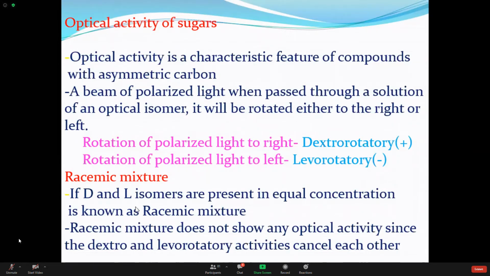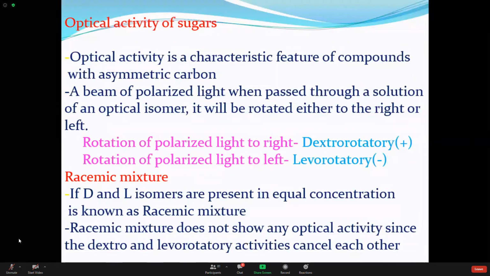Okay, now what is the meaning of a racemic mixture? It is when the D and L isomers are present in equal concentration. Equal concentration means 50% D variety, 50% L variety. That particular thing is called a racemic mixture. So in the racemic mixture, the D variety will be 50% and the L variety will be 50%.